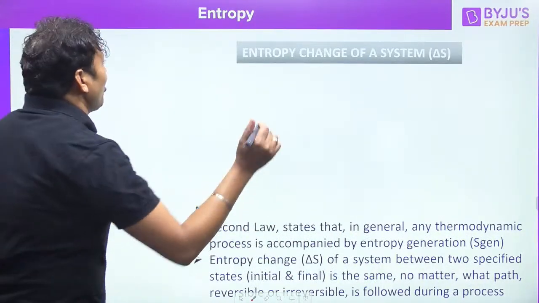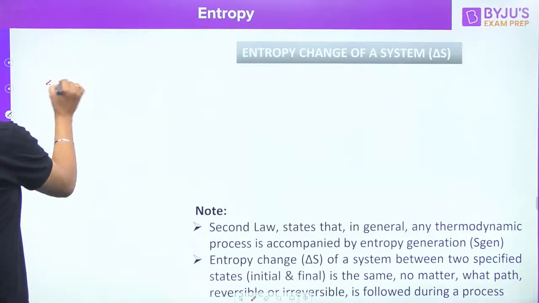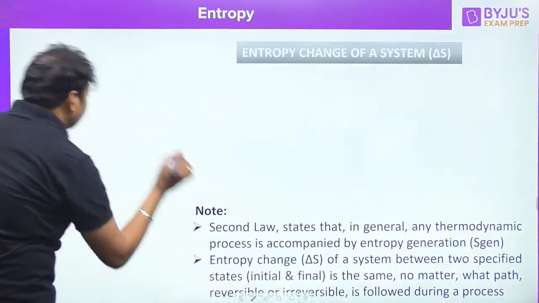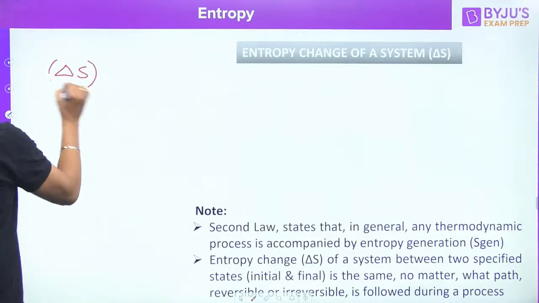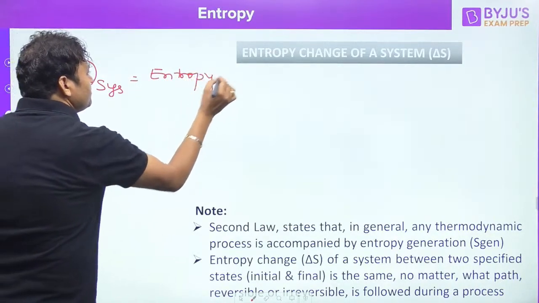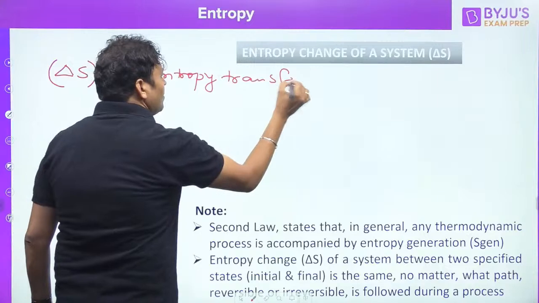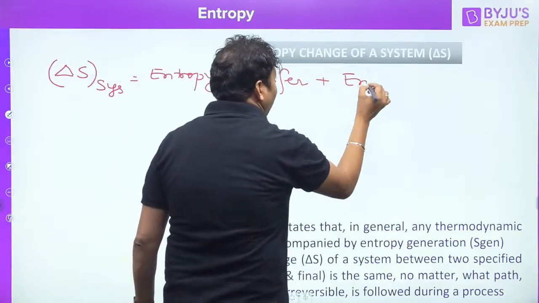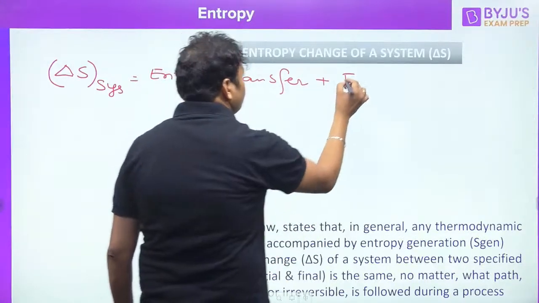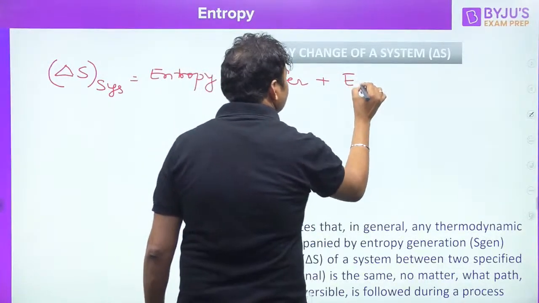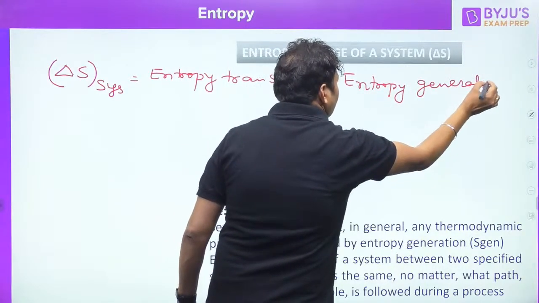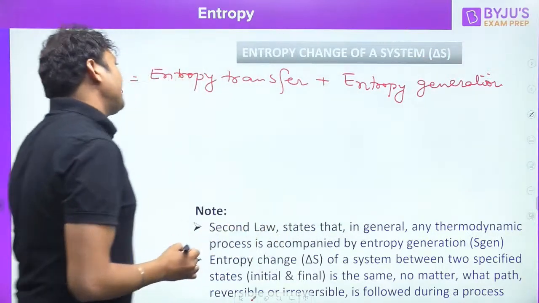Now, how to talk about entropy balance? The change in entropy of a system is written like this. Change in entropy for a system is equal to entropy transfer plus there is another term which is called entropy generation for a system, entropy generation during the process.